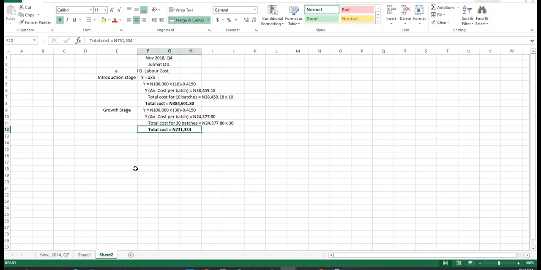Now, when you get to batch 30, you see this y equals to, is because we are still enjoying a learning curve of 75%. We are enjoying a learning curve of 75%, but that learning curve of 75% will stop at the 30th batch. Now 24,000 is averagely what we are spending from batch 1 to batch 30. I don't know if you understand me.